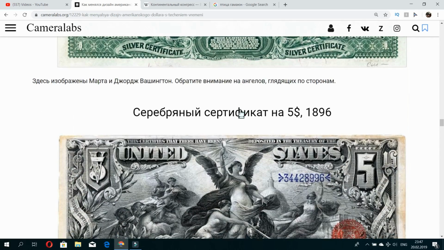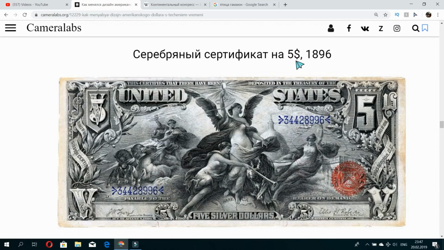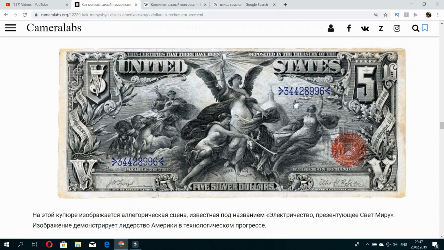But whatever. Silver certificate of $5, 1896. Also still the bearer on demand. Payable to the bearer on demand. 5 silver dollars. On this banknote we have an allegoric scene, I think what it presents is that electricity gives the light to the world, and this image demonstrates leadership of America in technological process.